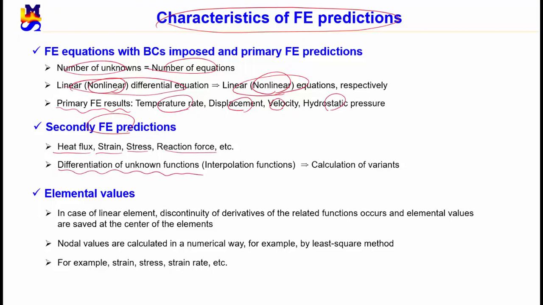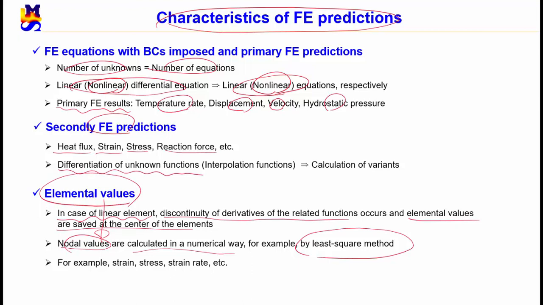In case of linear elements, which are prevalent in engineering analysis, discontinuity of derivatives of the related functions occurs along the element edges, and thus elemental values are usually saved at the center of the elements on behalf of the elements. Nodal values of the secondary state variables should be approximated by a so-called smoothing process in a numeric way, for example by least square approximation. It should be emphasized that more or less error is inevitable in this kind of smoothing process. Therefore, some numerical oscillation of stress or strain is inevitable, which can be more serious if bad quality of finite element mesh system is employed.